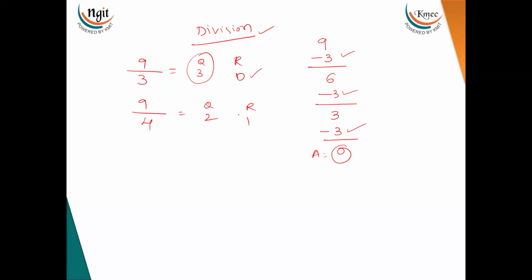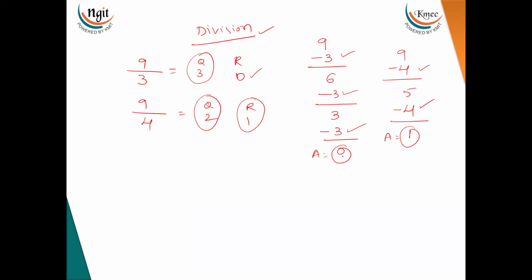That is nothing but the remainder. Now similarly for 9 minus 4, if we subtract one time, our answer is 5. One more time if you subtract, then the answer you get is 1. So 2 times you have subtracted, so that is the quotient, and whatever answer you got, that is nothing but the remainder. Now this is for the general purpose.